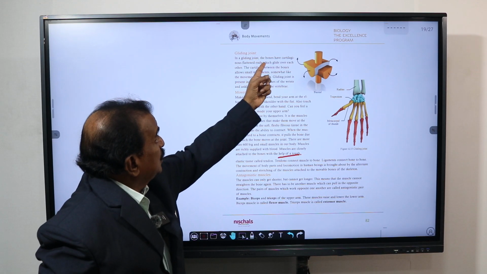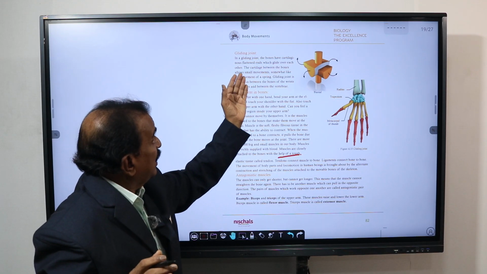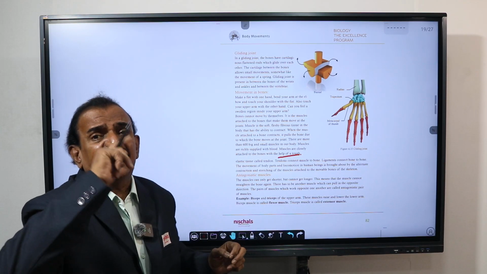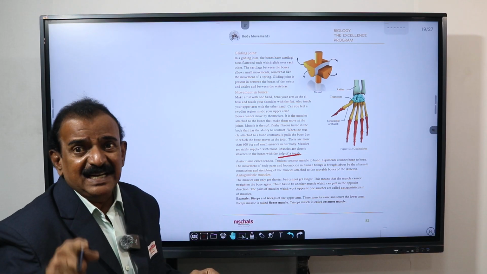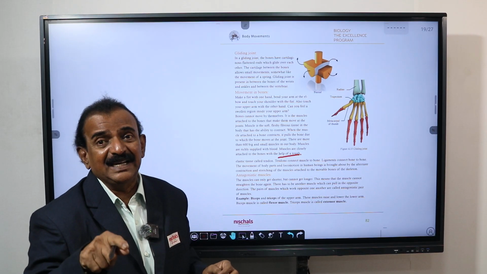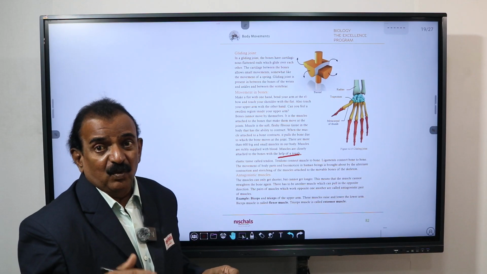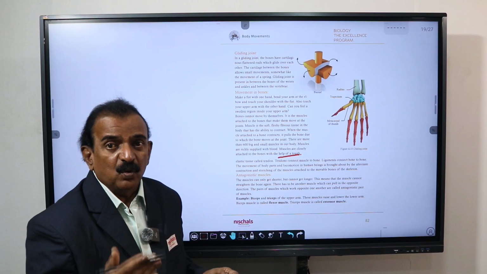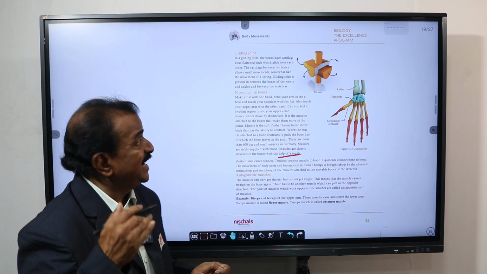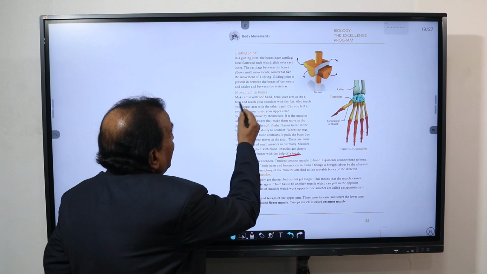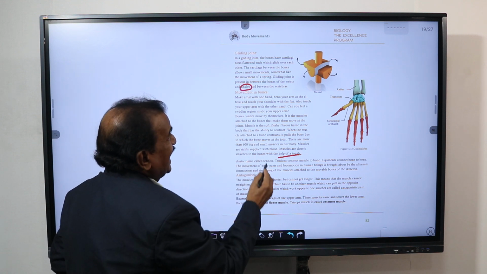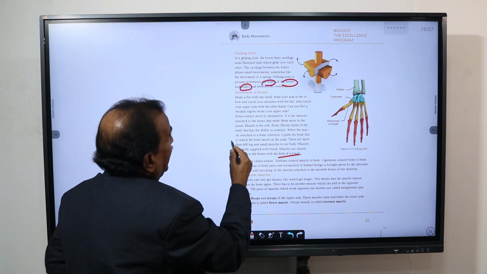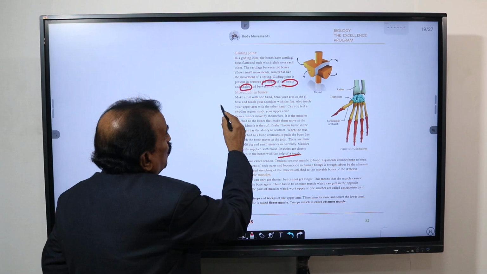In a gliding joint, the bones have cartilaginous, flattened ends which glide over each other, and that is the reason they are called gliding joints. They are present in the wrist region and also in the vertebrae, and the vertebral discs are covered with cartilage and glide one over the other. That is the reason they are called gliding joints. Gliding joints are present in the ankles and wrist, and between the bones of the vertebrae.